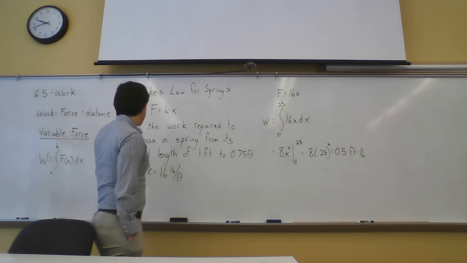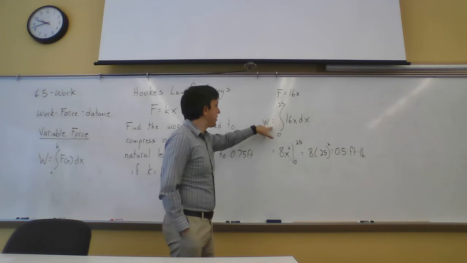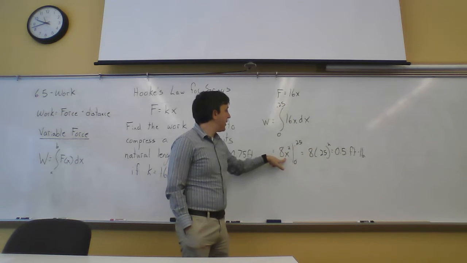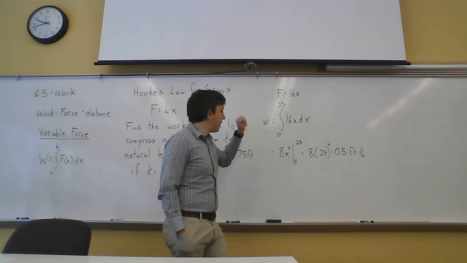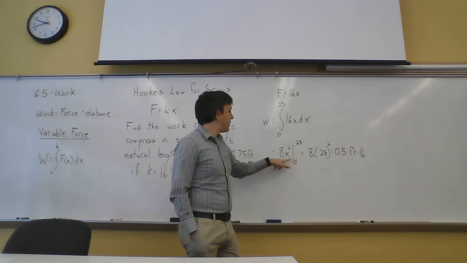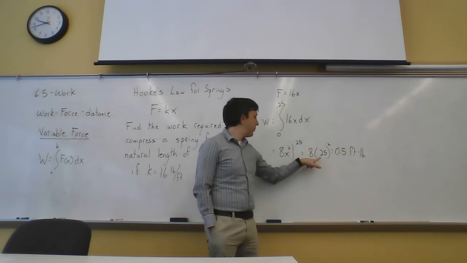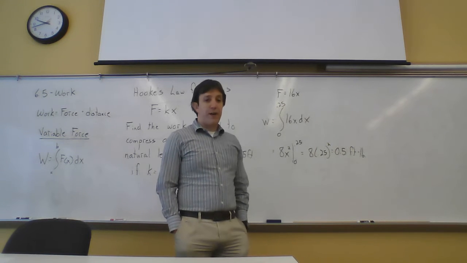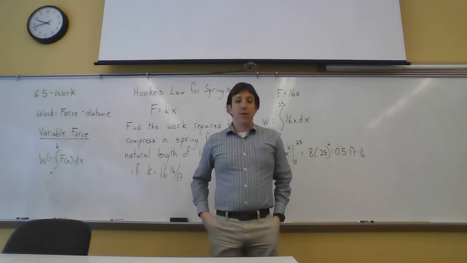All right, so we just do our integration. The antiderivative for 16x is 8x squared, right? Raise the power by 1 and divide by that power. And then we evaluate from 0 to 0.25. 0, of course, is just going to give you 0. So if you plug in 0.25, you get that the answer here is 0.5 foot-pounds. So there we go.